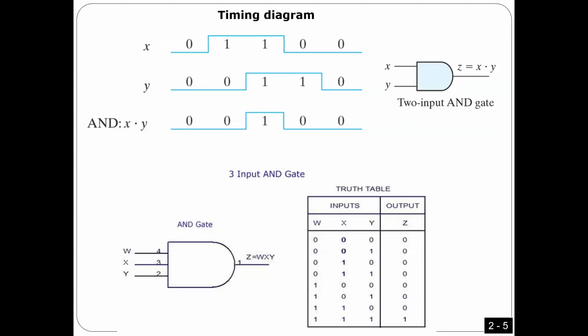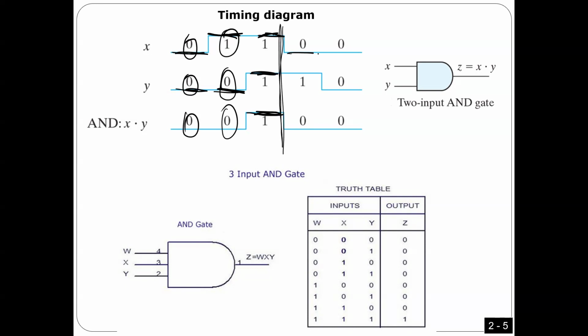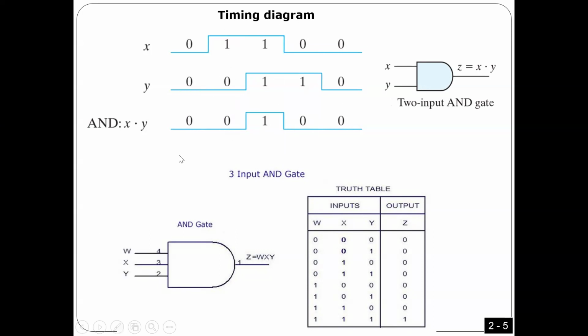Same thing here. I can describe the functionality of the AND gate using a timing diagram as you see here. During this time, one input is 0, the other input is 0. That's why the output is 0. During this time here and here, one input is 0, the other input is 1. So the output here is 0. Here we have 1 and 1. The output is 1. Here during this time, this is 0 and 1, sorry. That's why the output is 0. Any questions?